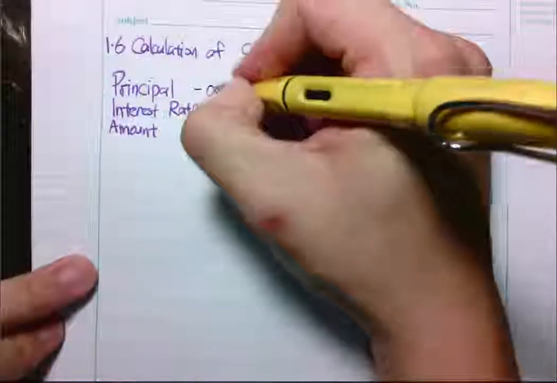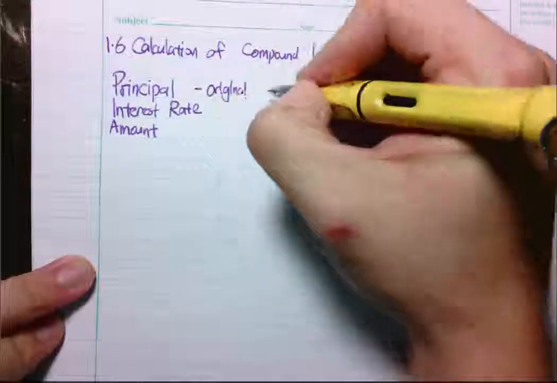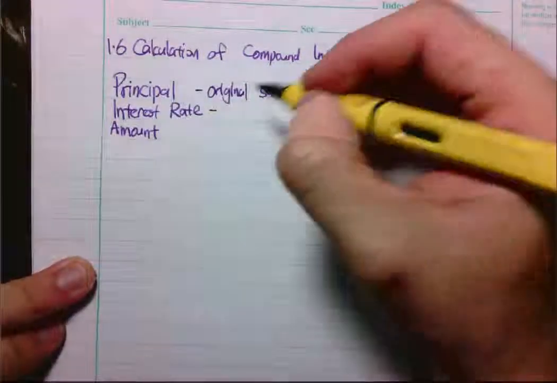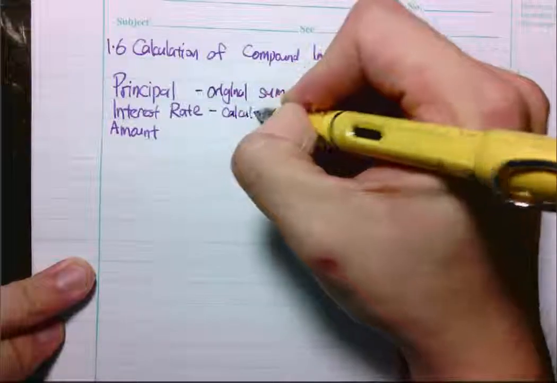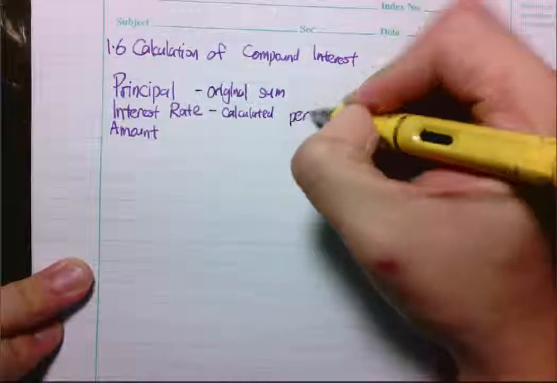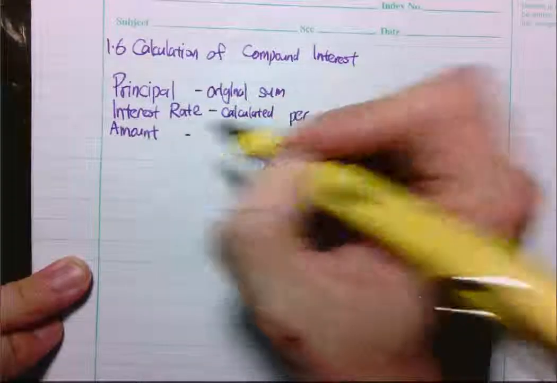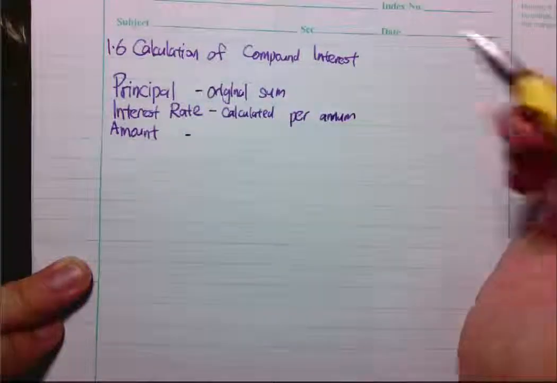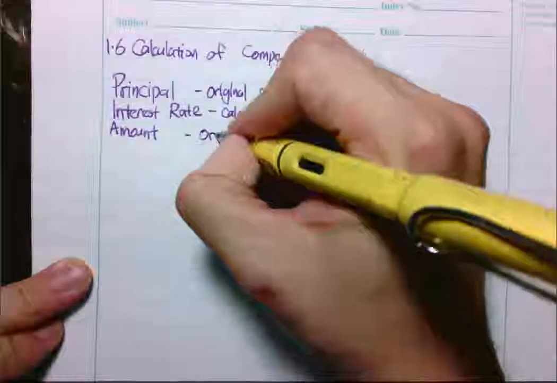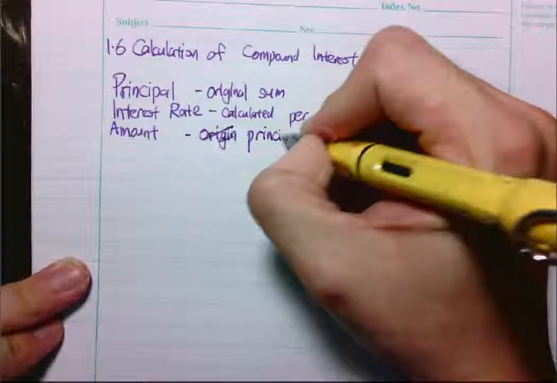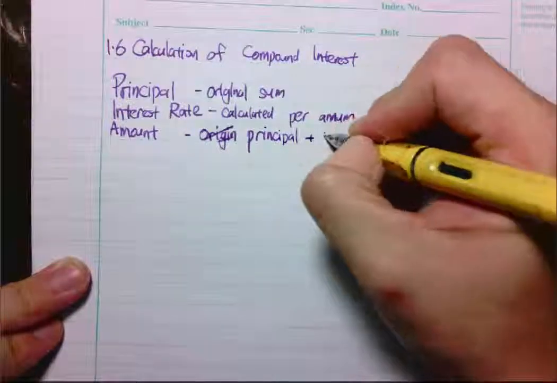Principal is the original sum of money. Interest rate is how much your money grows. It's usually calculated per annum, which means per year, how many percent you get. And amount is the final amount that we draw. This includes the principal plus the interest.